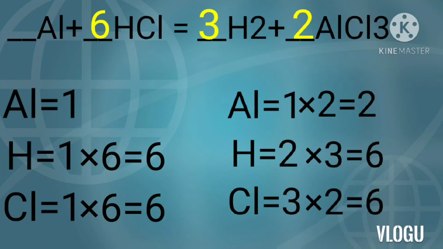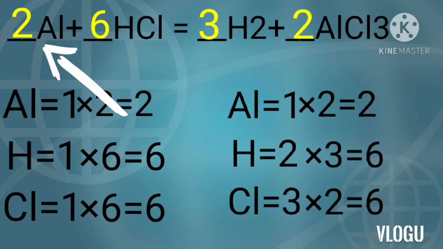Now on the right we had 2, 6, 6, so let's fix aluminum on the left. To make it short, let's multiply it by 2 to make it 2. Aluminum 1 times 2 equals 2. So we have 2, 6, 6 and 2, 6, 6, we got it equal.